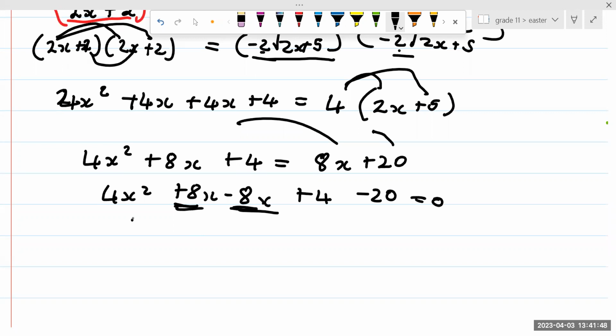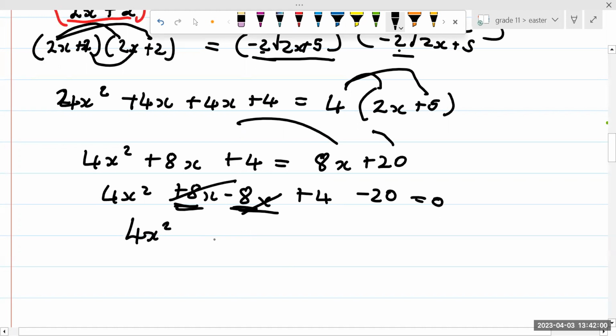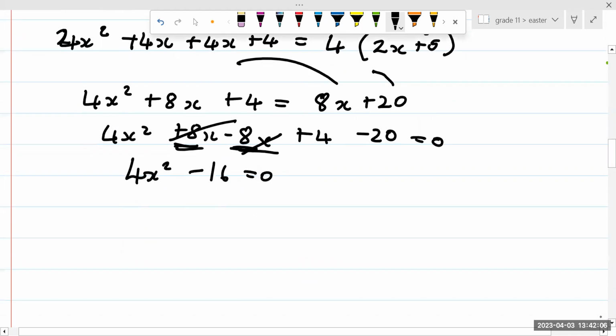So I will have 4x squared. This one and this one are going to cancel each other out, and then I'm left with 4 minus 20, which is minus 16. This is going to be equal to 0. From here, we have to factorize, guys.